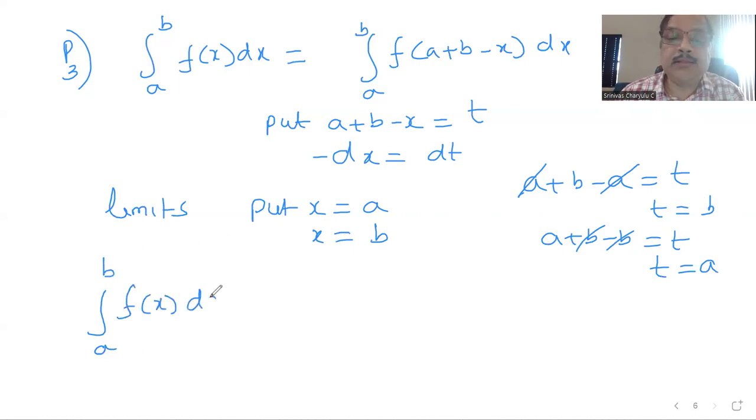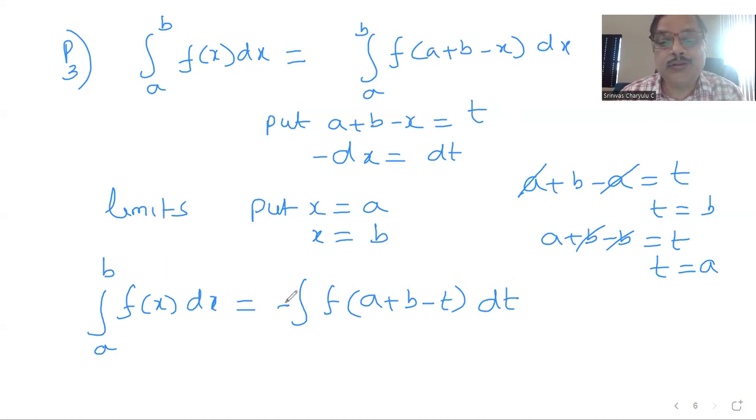F of x dx is equal to integral. How did we change the sum now? This x value we should write here. F of a plus b minus t, first you should write. Then dt, actually minus dt. This is the dx value. In the place of dx, we should write minus dt. So minus, I brought it out. Limits became now, lower limit became b, upper limit became a.